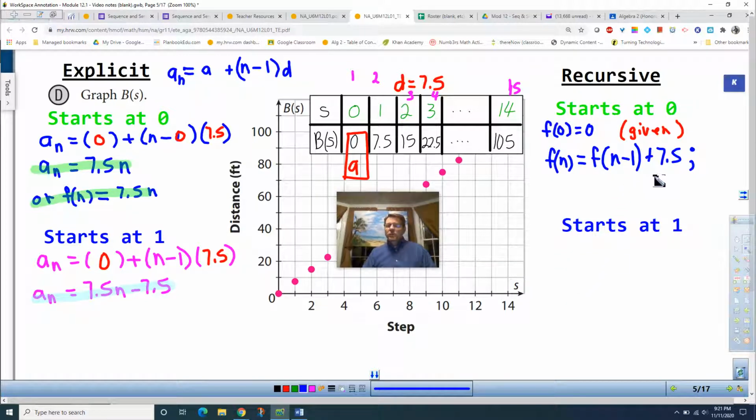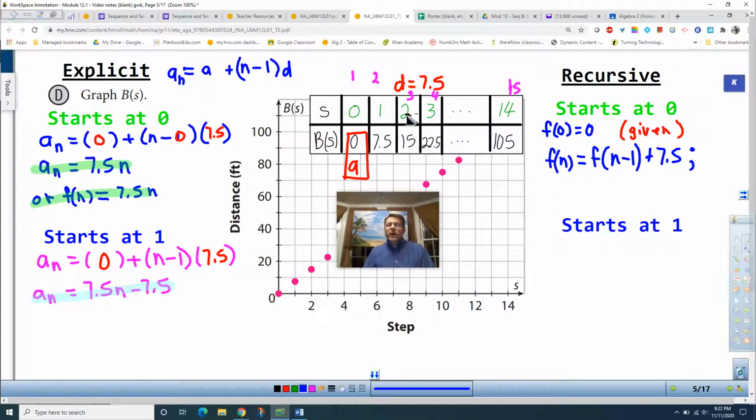So how does this work? Well, they gave us the first thing, which is 0. Then it says, if I want to find the next term, I'm going to go to the previous term, which is 0, and add 7.5 to it. So if I want f of 2, I go to the previous term and add 7.5 to it. If I want f of 3, I go to the previous term and add 7.5 to it. So that's what's going on there. And you can actually plug in some numbers, and that's how that's going to work.